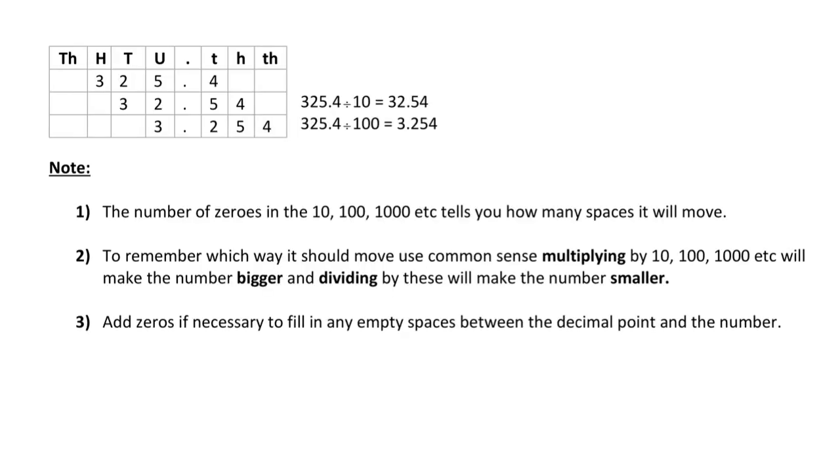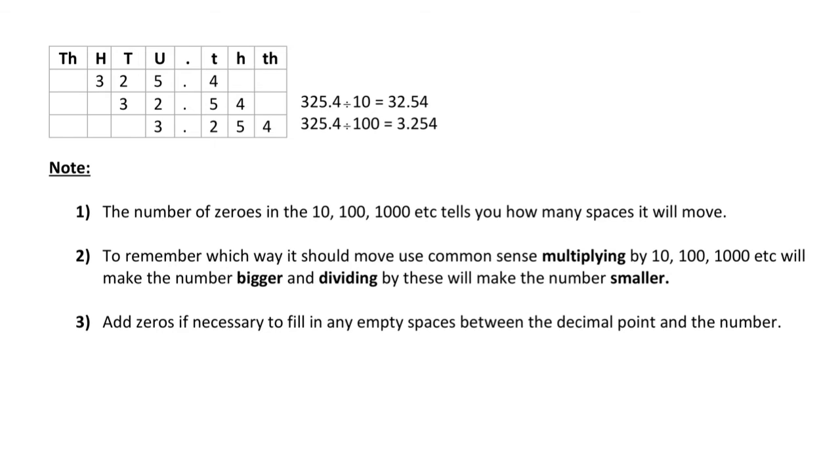So again, just to make that clear, if we started off with 325.4 and we divide that by 10, we can see that all the numbers have moved 1 column to the right. Or another way to think about it is the decimal place has moved 1 to the left. If we divide it by 100, the 5 has gone from the unit to a hundredth. The 4 has gone from a tenth to a thousandth, and so on. Or again, the decimal place has moved 2 spaces to the left.